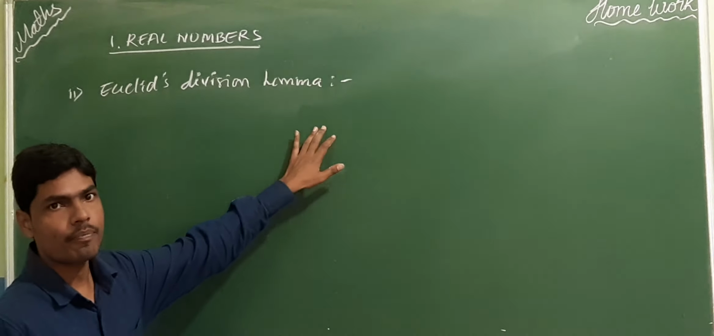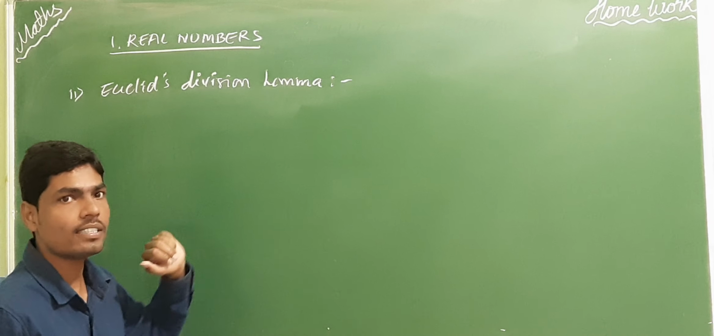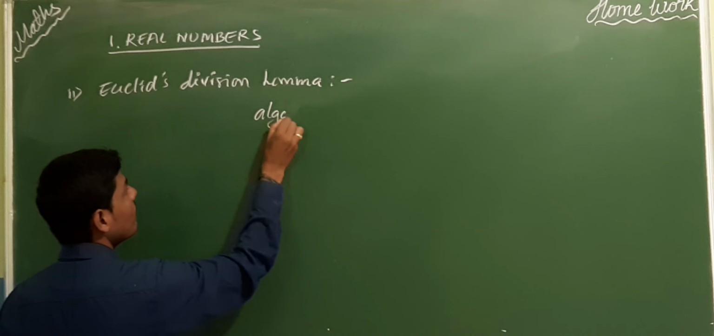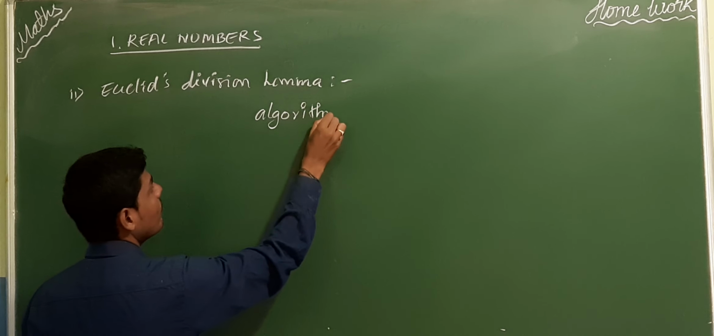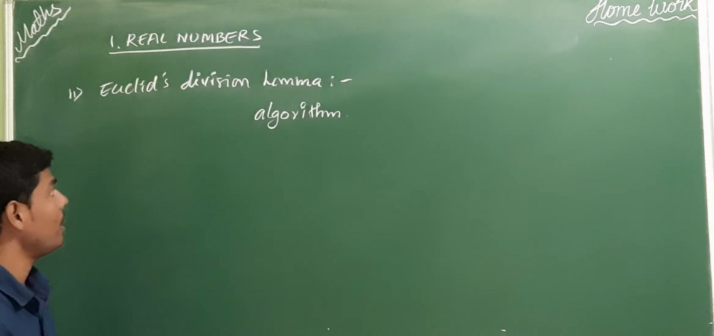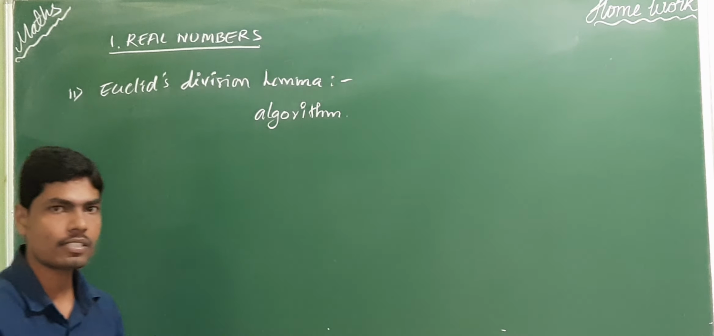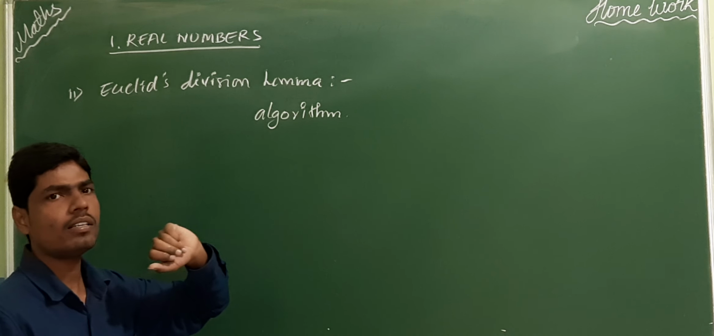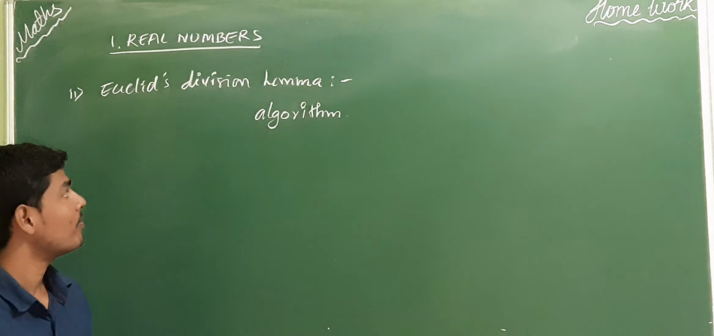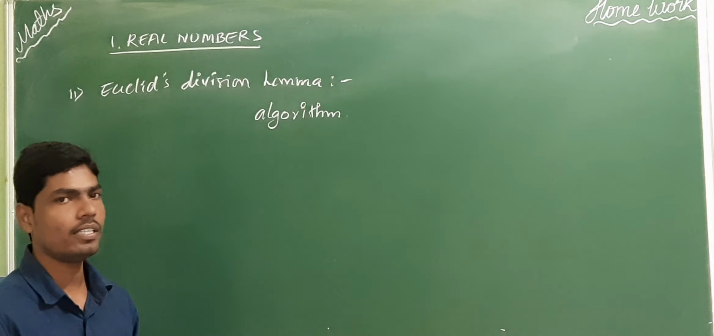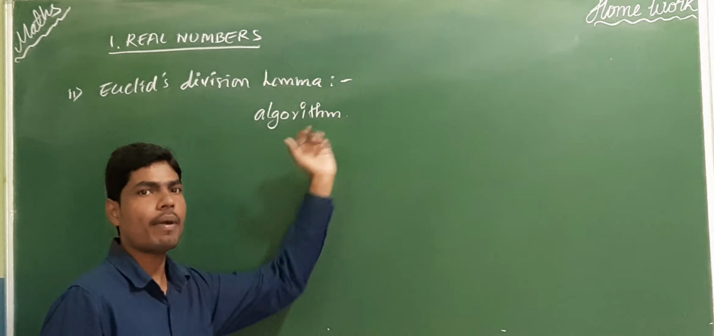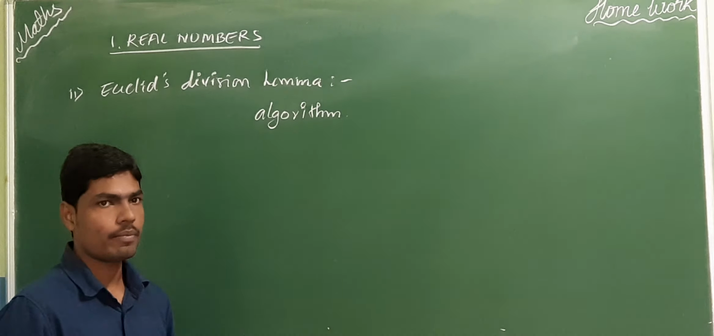Euclid's division lemma is also called by another name, Euclid's division algorithm. Euclid's, we have already heard this name. Division, yes, we know the division process very well. And lemma, we are hearing this word in this class only. And algorithm, we already heard this word in previous classes. Now let me explain what is lemma and what is algorithm.